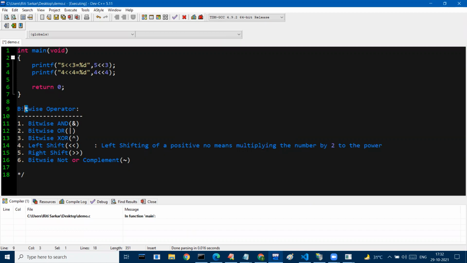Why 2 to the power? Because it is a bitwise operator. And how many bits do you have available? 2 bits, 0 and 1. Other than that, you don't have any other bits. So bitwise operator always means we're talking about 2 bits, 0 and 1. So that's why it is always 2 to the power.